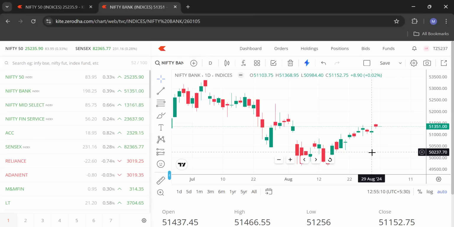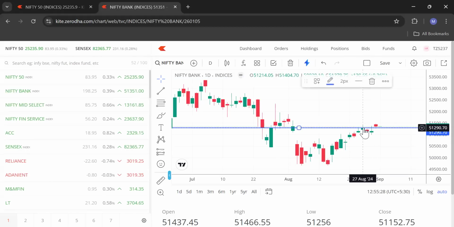I shall multiply it by 66.66%. Answer is 150.76. I shall add this figure to the previous day's close, 51152.75. I am getting a figure of 51303.51.